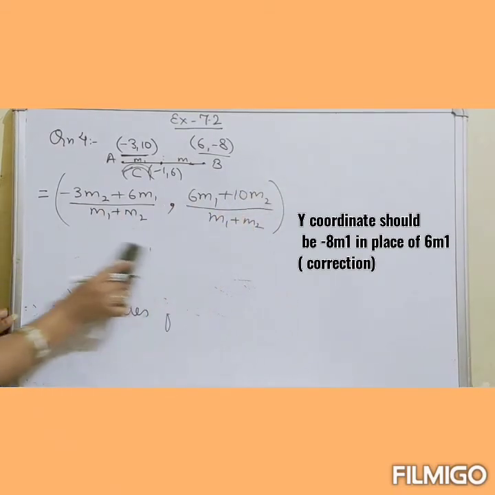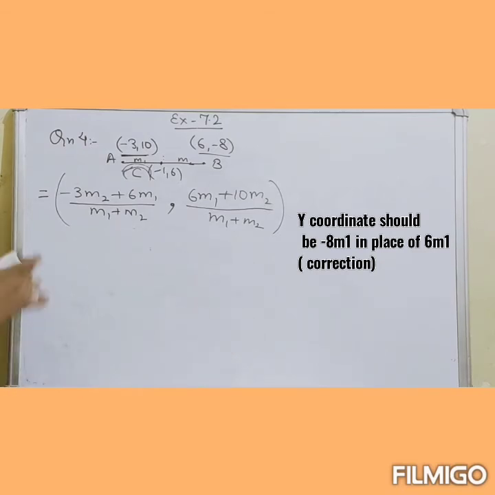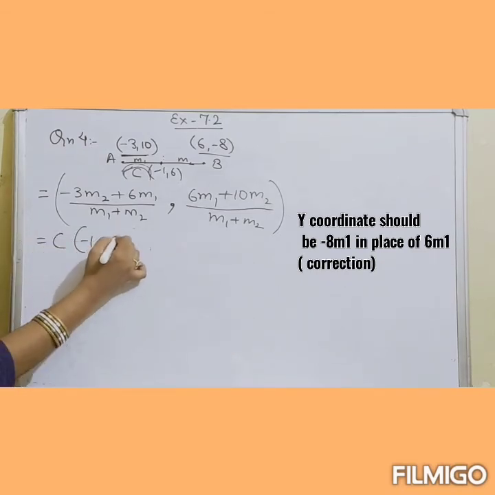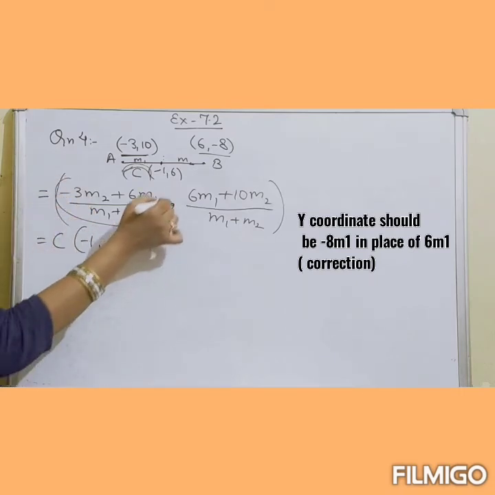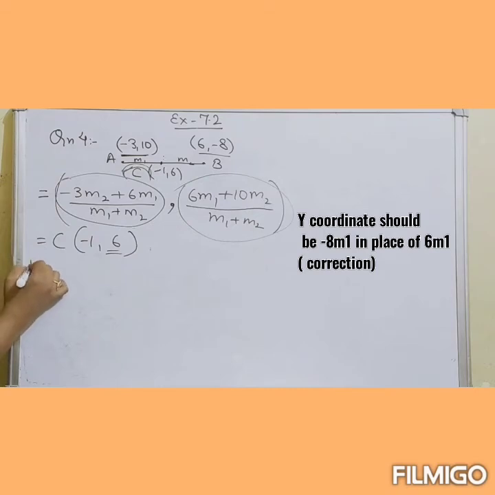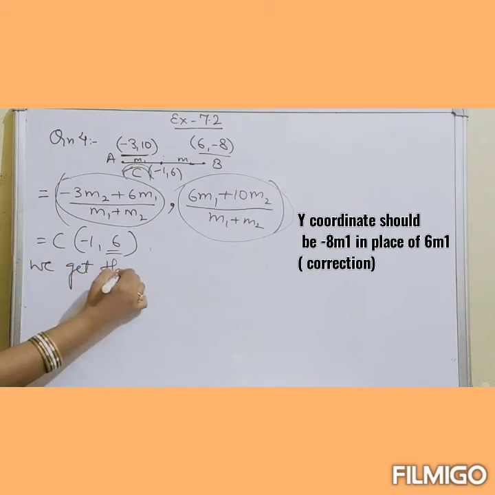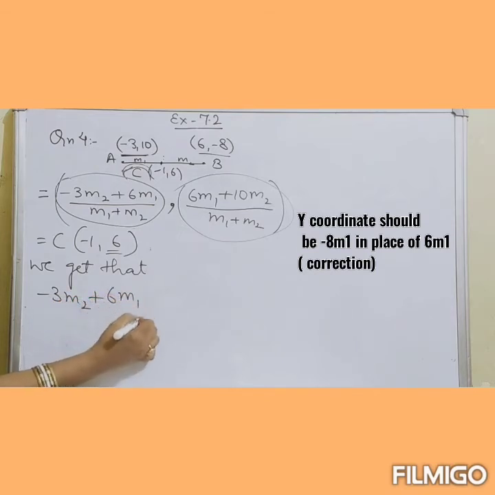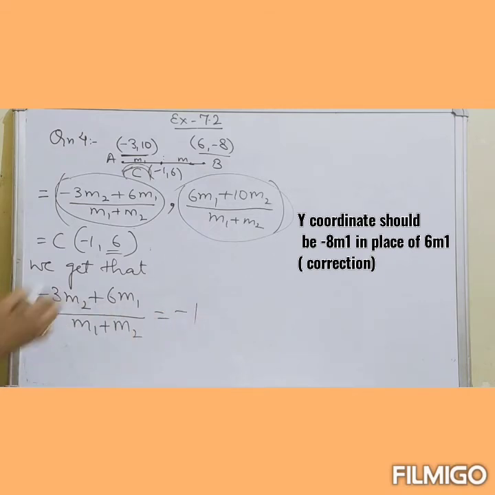But the coordinates of C are already given in the question, which is C minus 1, 6. What it means? It means that minus 1 should be equal to the x coordinate, and 6 should be equal to the y coordinate. So after comparing these two, we get that minus 3 m2 plus 6 m1 upon m1 plus m2 should be minus 1. Similarly, if I put the y values equal, I can also get the value of m1 is to m2 from there.